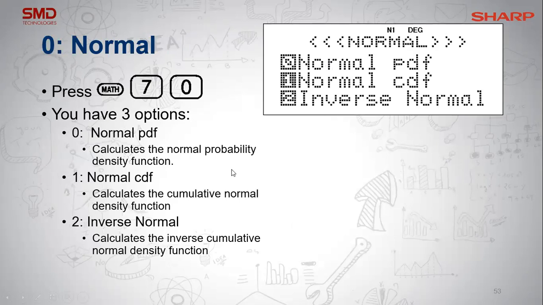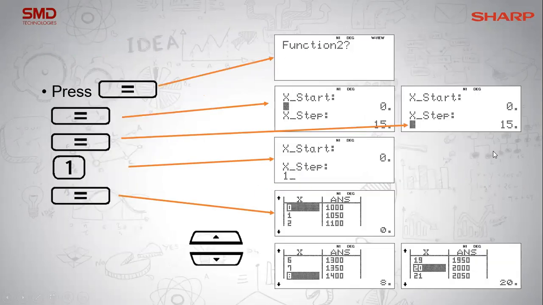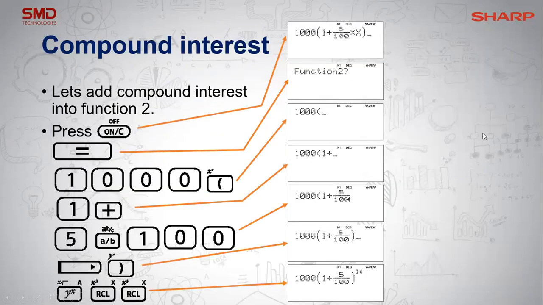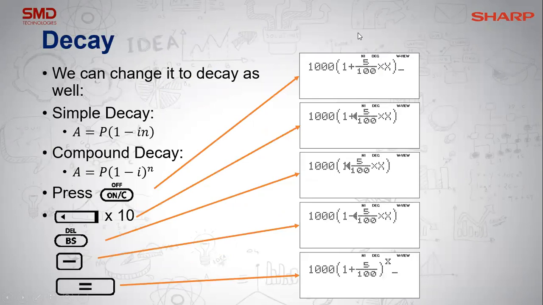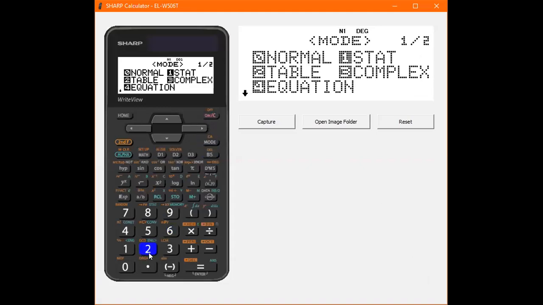That's awesome. So that's basically the distribution mode. I want to show you now the finance. So I'm going to skip through the simple interest and compound interest. And what I want to show you now is actually decay, which works exactly the same way. So it would just be repeating itself. So we're going to go back to table mode.